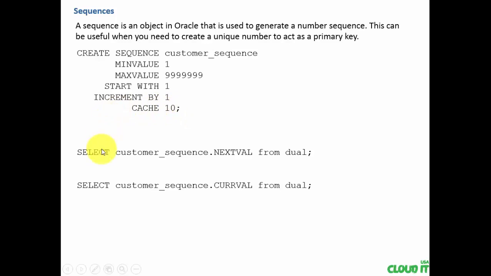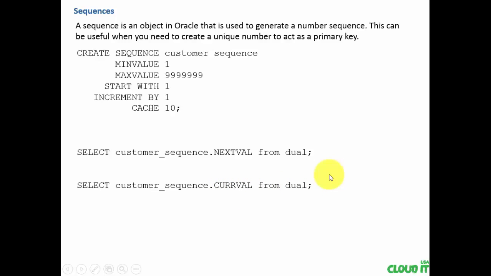And how do we get values from the sequence? It should be select the sequence name dot nextval from dual, where nextval means give me the next value from the sequence. If you want to know what is the current number in the sequence, you have to say select sequence name dot currval from dual, which means current value.